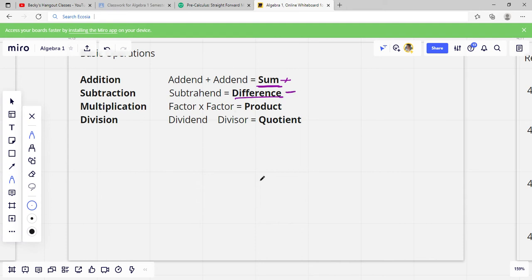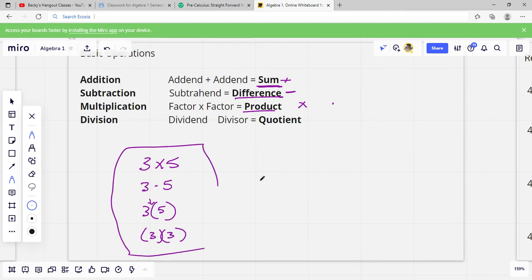Multiplication, we have a factor times a factor to get a product. Okay, that means multiply. Multiply could be like that, or it might be a dot. So it might say 3 times 5, or it might say 3 dot 5. That means multiply. Or it might just be parentheses next to each other. See how there's no sign in between? That means multiply. Or it might be like that. All of those mean multiply. Okay, so you got to be very careful with those. Many different ways to show multiplication.